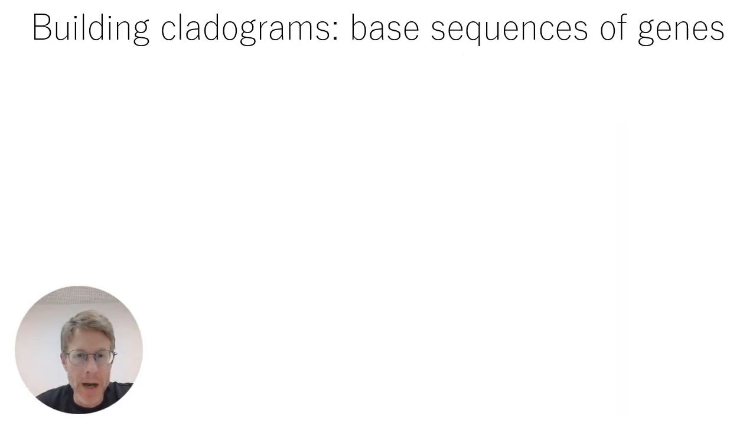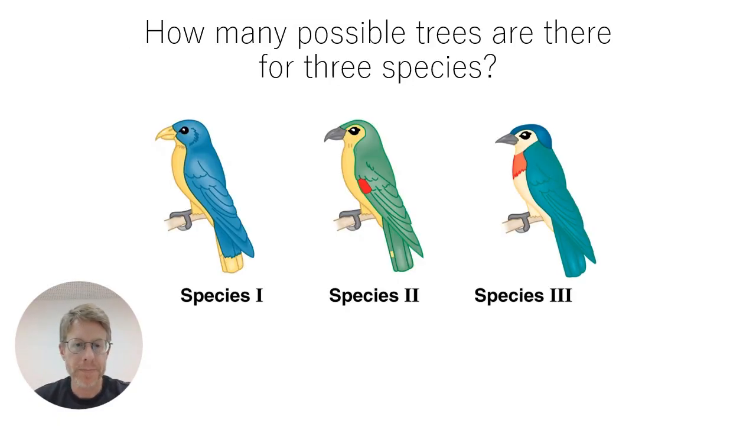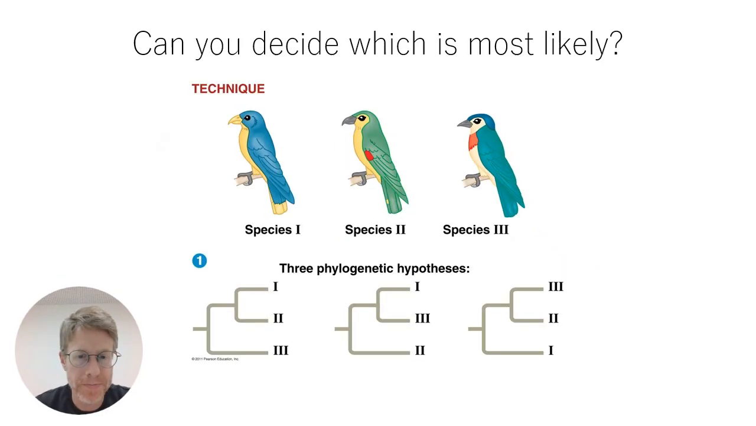I want to go through a few examples of how you actually would go about building cladograms using really simplified models. So imagine you have 3 species, and these are obviously birds. Birds again. We've got 3 species of birds, and they're a little bit different, and we want to know how they're related to each other. What does the tree, the cladogram, look like for these 3 species?